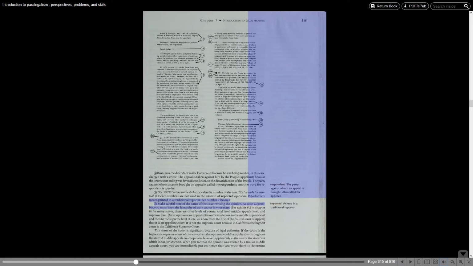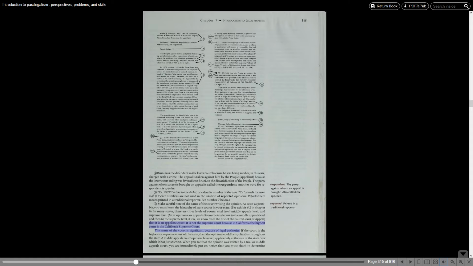6. Make careful note of the name of the court writing the opinion. As soon as possible, you must learn the hierarchy of state courts in your state. See Exhibit 6.2 in Chapter 6. In many states, there are three levels of courts: trial level, middle appeals level, and supreme level. Most opinions are appealed from the trial court to the middle appeals level, and then to the supreme level. Here we know from the title of the Court of Appeal that it is an appellate court. It is not the Supreme Court, because in California the highest court is the California Supreme Court.